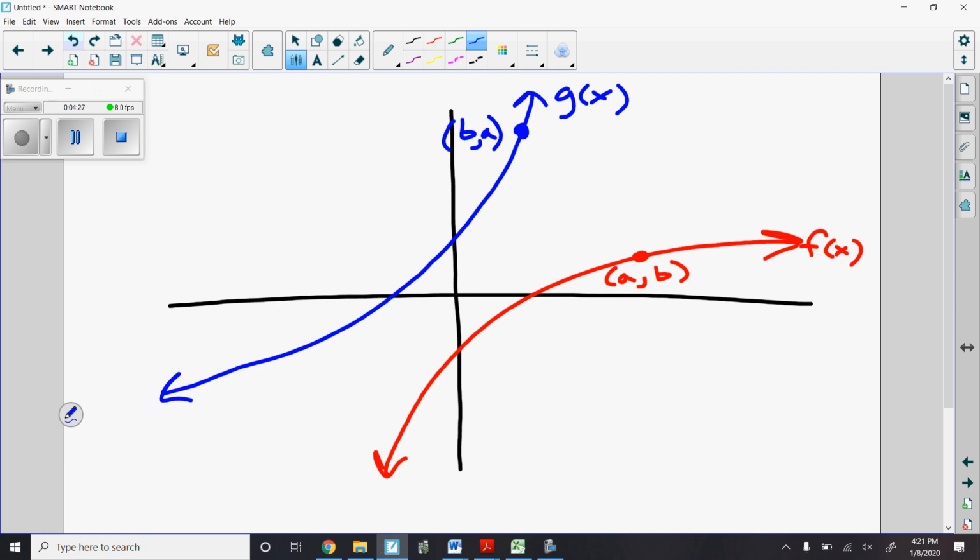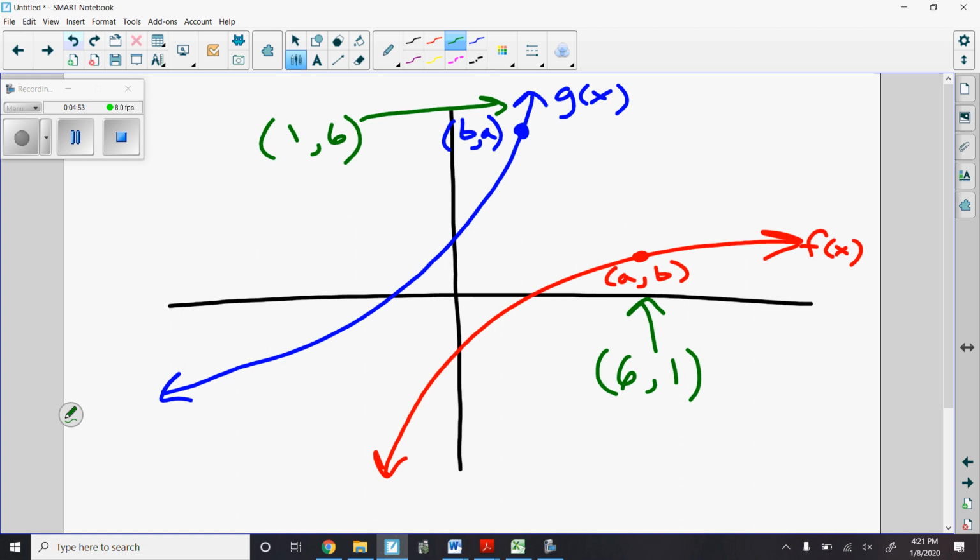To give these numbers, maybe this is the point 6,1. There's a corresponding point of 1,6 over here. Those are the points that are going to have a relationship with derivatives. The derivatives are always going to be reciprocals of each other.